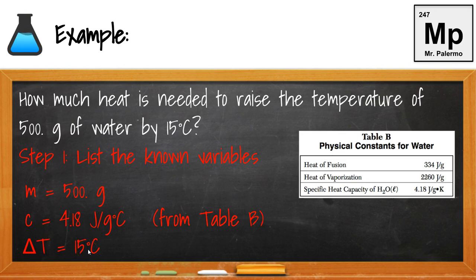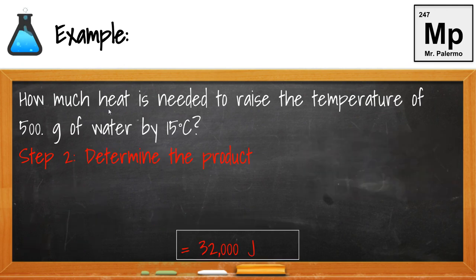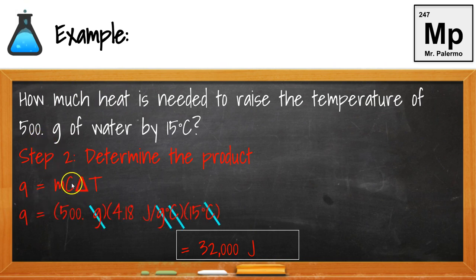So what we don't have is the heat. We're solving for how much heat, so we're solving for our Q. So now we're going to take these values and plug them into our equation, Q equals mc delta T, to determine our product. So Q equals mc delta T, our mass was 500 grams. Our specific heat C from Table B was 4.18 joules per gram degrees Celsius, and our change in temperature was 15 degrees Celsius.